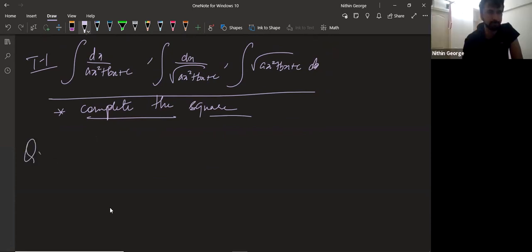Okay, we'll do a question. 1 by x square minus x plus 1 dx. Find this, please, quickly. I've given the clue also. Complete the square.